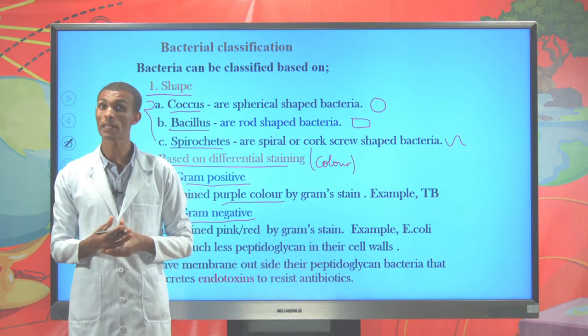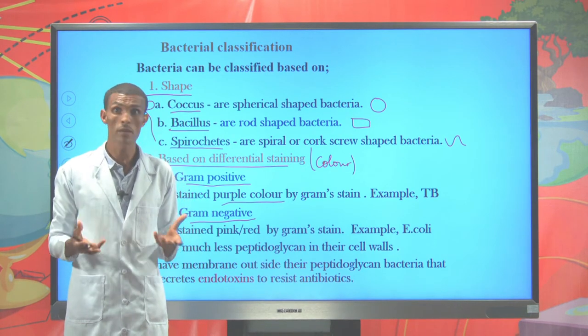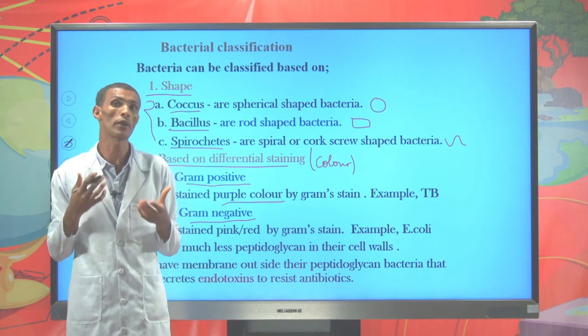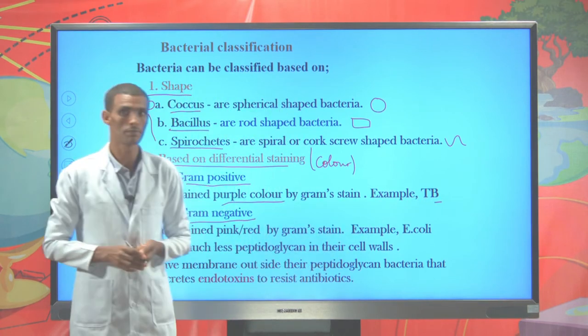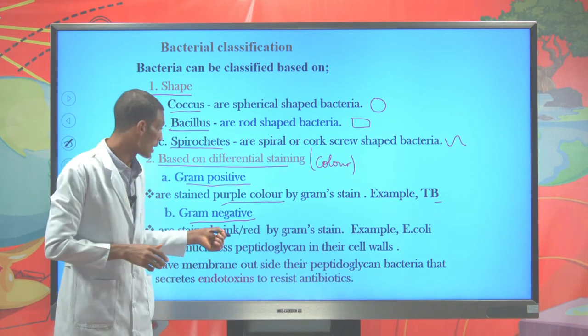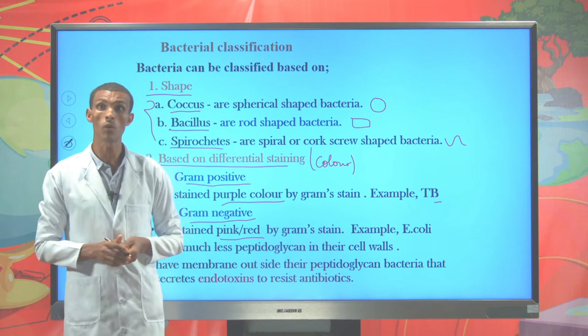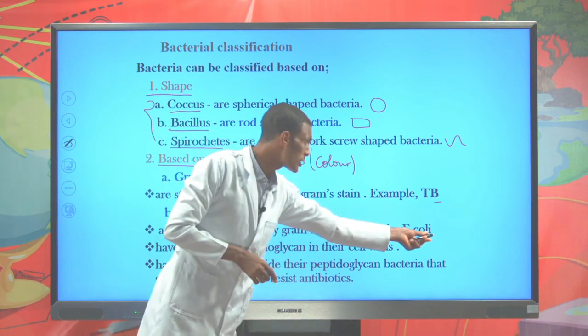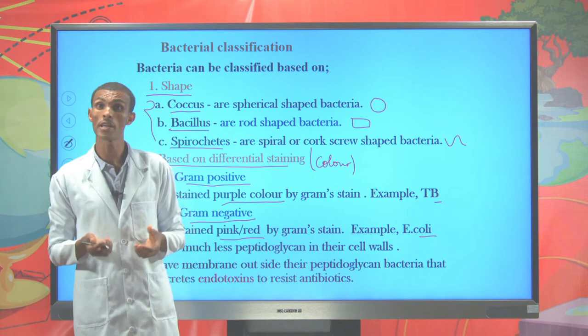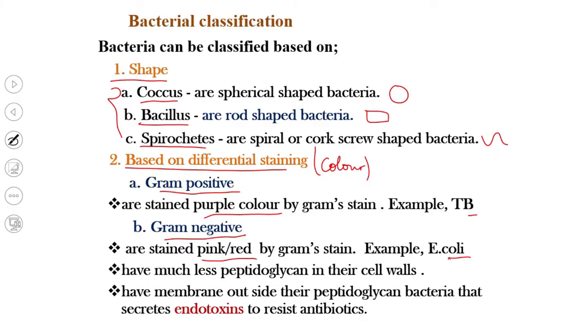For example, TB or tuberculosis is the result of Mycobacterium tuberculosis bacteria, which are gram-positive bacteria. And gram-negative bacteria stain pink or red upon addition of the chemical. For example, E. coli bacteria are mutualistic bacteria found in our intestine. The key difference between gram-negative and gram-positive bacteria is that they have different cell wall content.